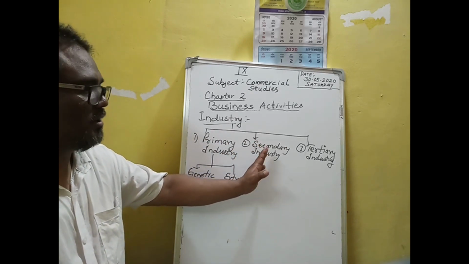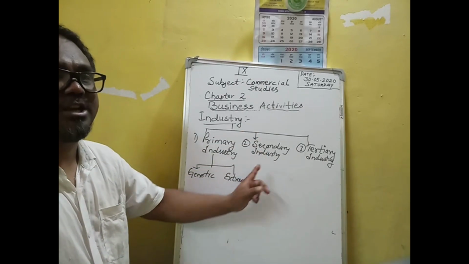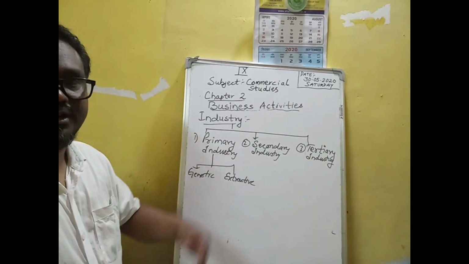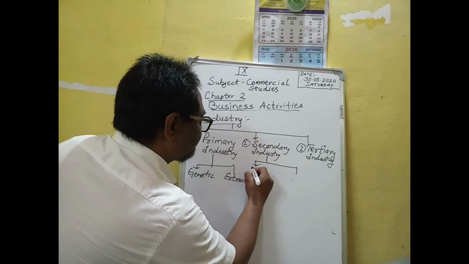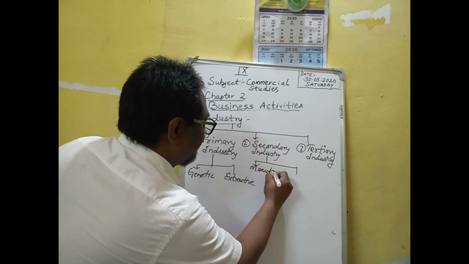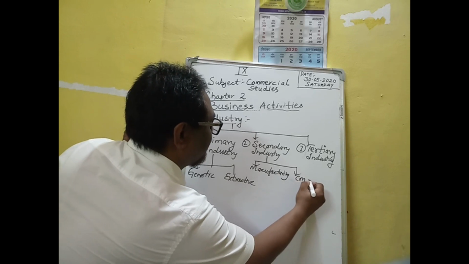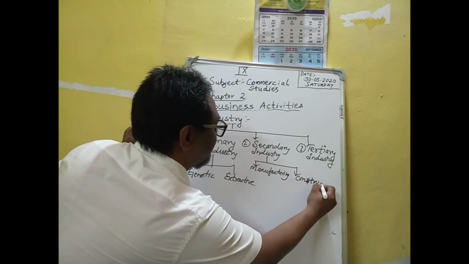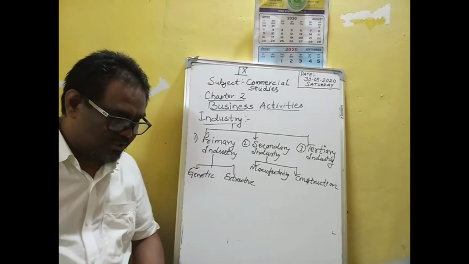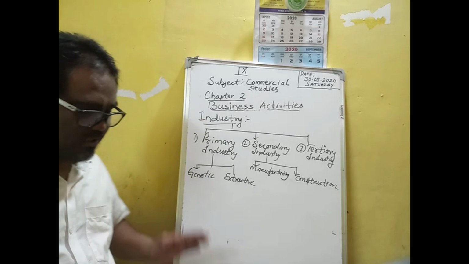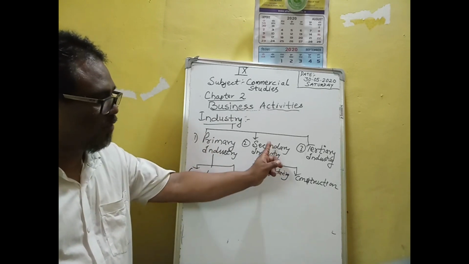Secondary industry is the conversion of raw materials into the finished product. The raw materials are provided by the primary industry, and these are converted into the finished product by the secondary industry. These secondary industries are also of 2 types: manufacturing industry and construction industry. They are engaged in the conversion of the materials provided by the primary industry into the finished product, so they are known as secondary industry.